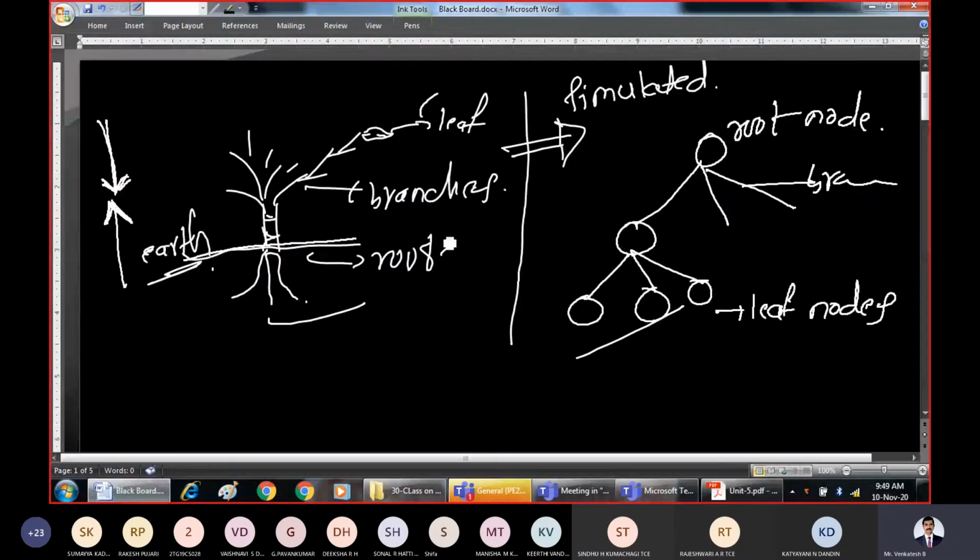Because when you consider a real life tree, the leaf is the end of the tree. Beyond the leaf, the tree will not grow. Similarly, beyond leaf nodes, there are no other branches here. When there are no more branches, these are called leaf nodes. So that is the end of the tree data structure.